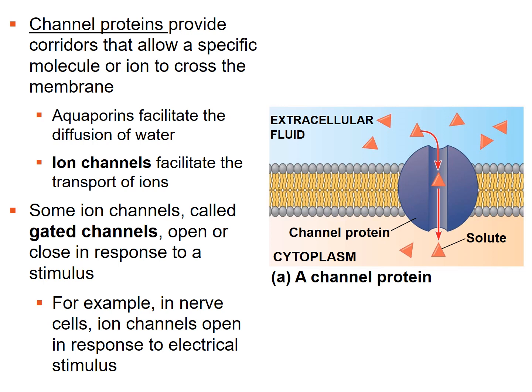Channel proteins simply provide corridors that allow a specific molecule or ion to cross the membrane, like the aquaporin that facilitates the diffusion of water. Ion channels are another form of these channel proteins that specifically allow ions in and out. Some of those ion channels will also be what we call gated, where they can actually decide, based on the stimuli around them, whether or not to allow those ions to come in or out. So it's like a channel protein that can be on or off depending on the needs of the cell.